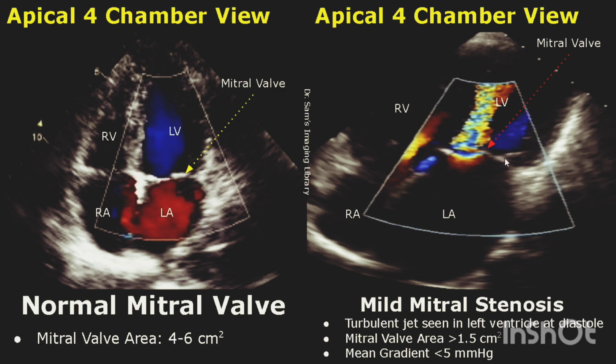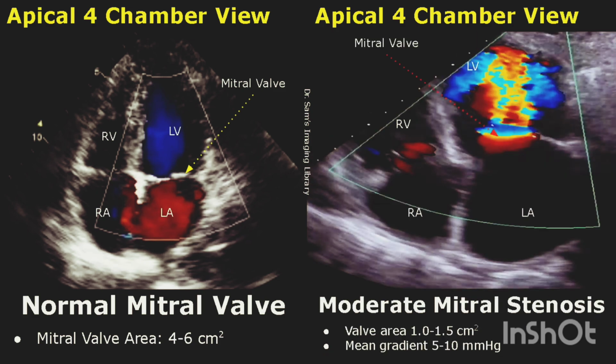In mild cases of stenosis, the mitral valve area is greater than 1.5 centimeters square. The mean gradient is less than 5 millimeters of mercury. These parameters are calculated by tracing the outline of the mitral valve orifice using two-dimensional imaging to measure the area.